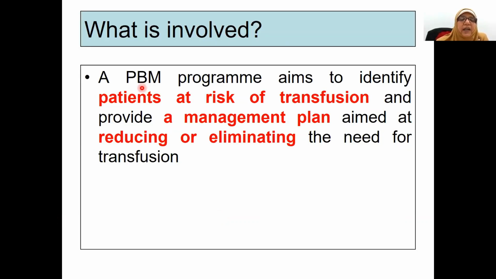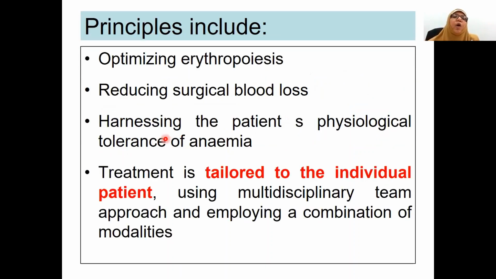So what is it? If you don't know, it's basically a program to identify patients at risk of transfusion and to have a plan for the patient to reduce or totally eliminate the need for transfusion. All right. So the principle is basically to optimize the erythropoiesis. If you need to give iron, we give iron prior to surgery, and minimally invasive surgery to reduce the blood loss, and also to make full use of the patient's physiological tolerance to anemia, especially in patients who do not have cardiovascular or respiratory problems.